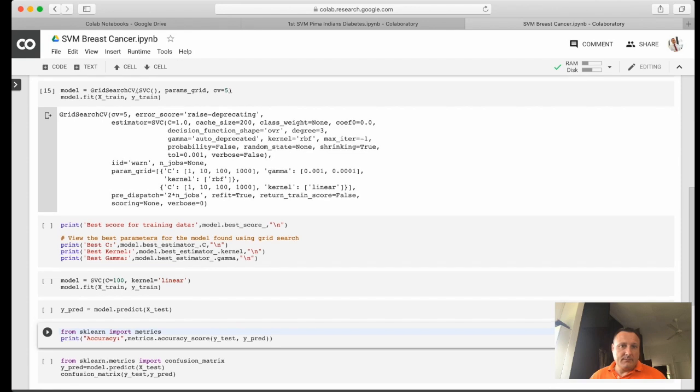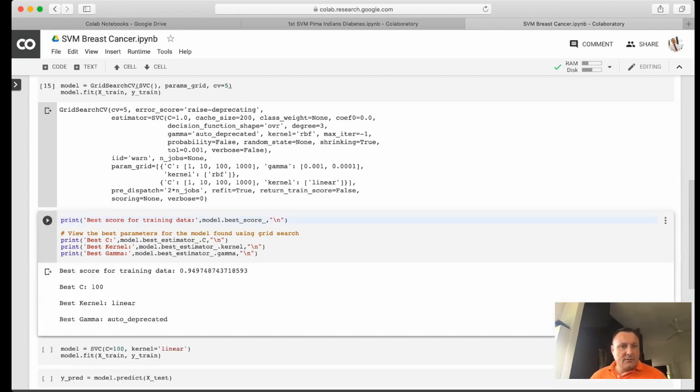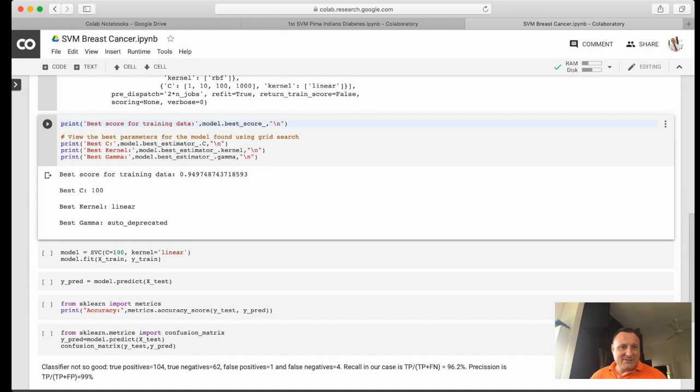Right. Computer finished. Yeah. So now let's see what the best combination is. So here we are. The best combination would be C100, the linear kernel, and obviously the linear kernel does not have gamma. Gamma is only for RBF.